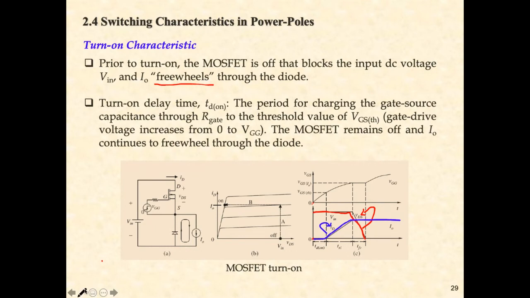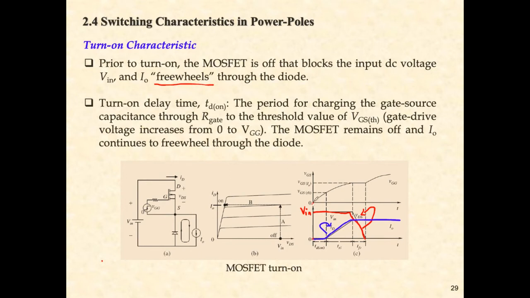I think this picture is not very good. So here is the Vin, at the very beginning. And then how about the drain current? There's no current flowing through drain and source, so ID at the very beginning is equal to 0.